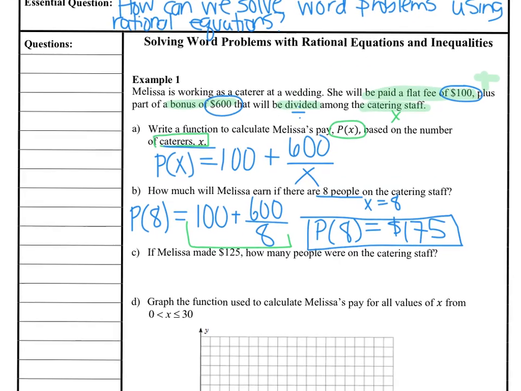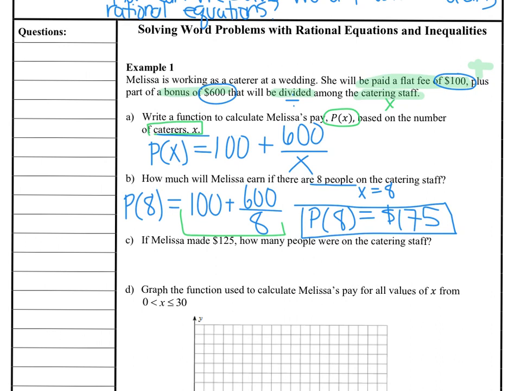All right, and then the next one says if Melissa made $125, how many people were on the catering staff? So if we're finding how many people, we're finding X. So we're plugging this one in for P of X. There's not much room here, but I'm going to use this equation to reference, and where P of X goes, we're going to plug in the 125 that they're giving us. So 125 equals 100 plus 600 over X.